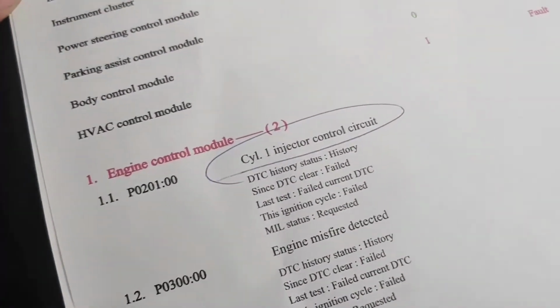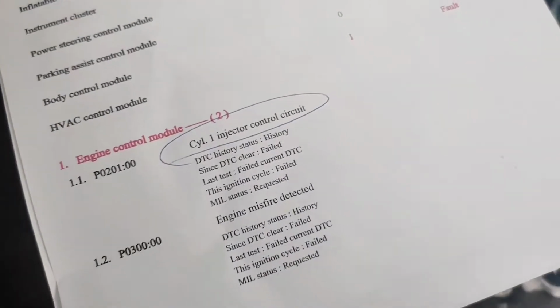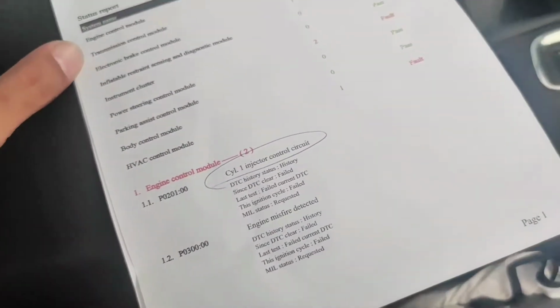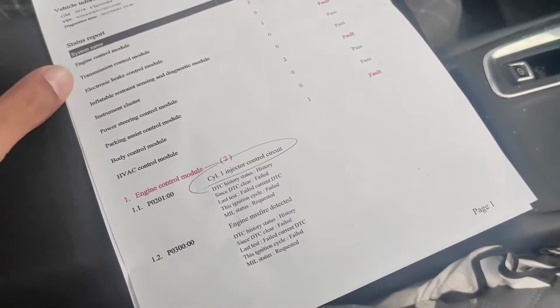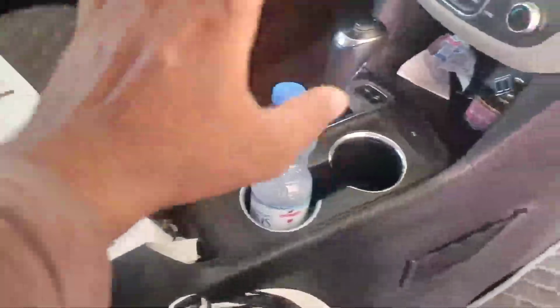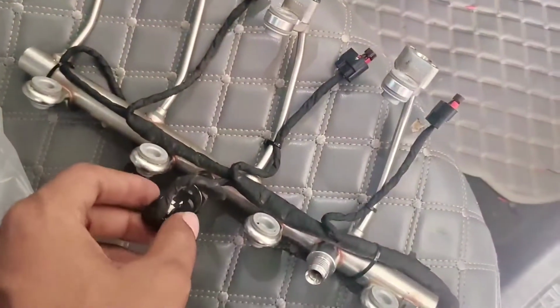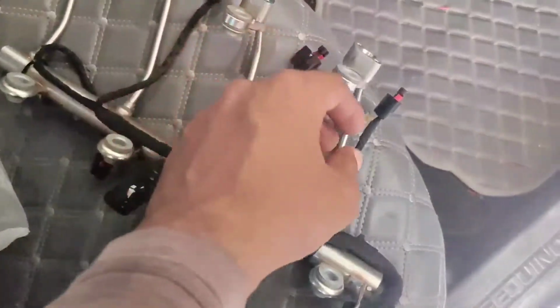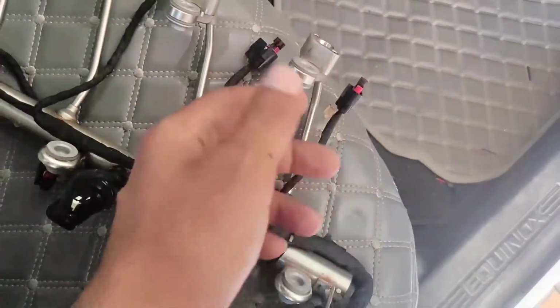When I checked with the computer, what I found is the cylinder one injector control circuit, which means the injector on cylinder one, maybe wiring on the injector, or maybe the bad injector. Then I told the customer, you may have a bad injector, so we have to open the injectors and diagnose if it is wiring or injector.